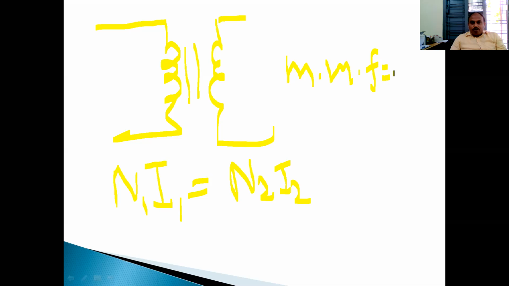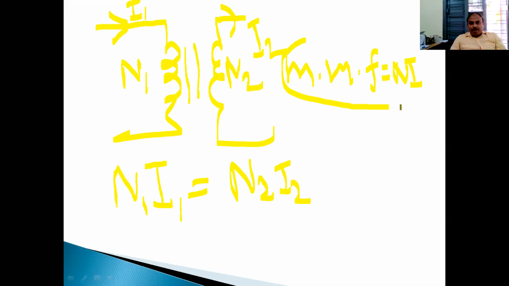So MMF equals N into I, the number of turns times the current. N1 I1 equals N2 I2, where I1 is the primary current and N1 is the number of primary turns. So I1 N1 equals I2 N2. MMF means magnetomotive force, which is given by N into I.